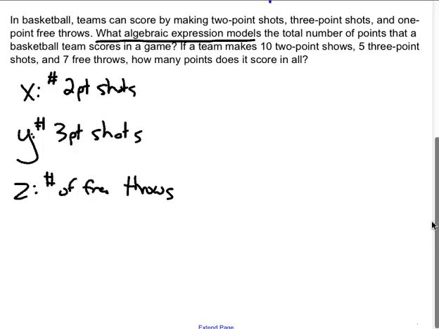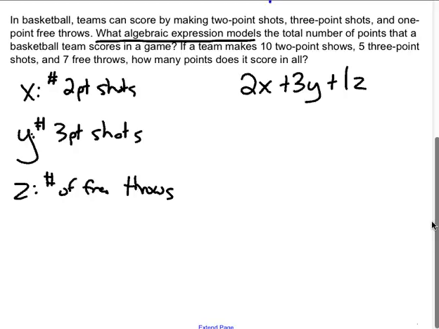And so now we want to take into account how much each of these are worth. So for every 2-point shot they make, they're getting 2 points from that shot. They're getting 3 points for every 3-point shot and 1 point for every free throw. So this expression is going to model how many points a team scores in a game, okay, tracking those 3 things.